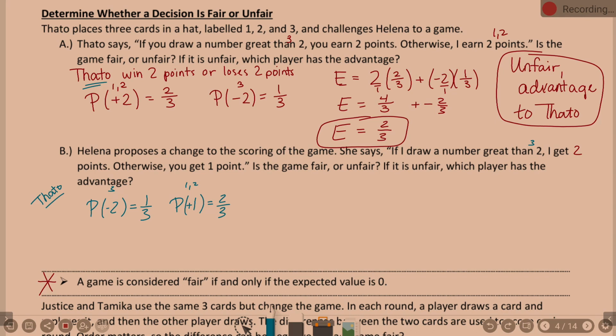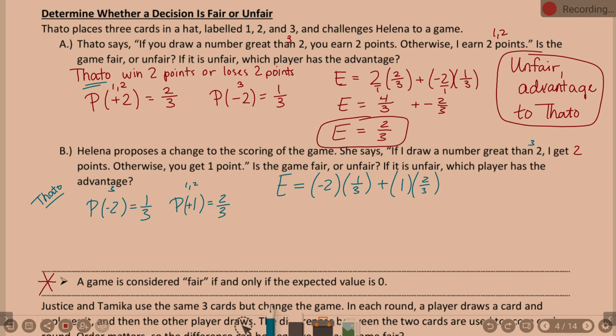Now, this one's not quite so obvious, is it? Last time it was obvious because it was equal points, +2, -2, but the probabilities weren't equal. Here, we have different points and different probabilities. And so this is where your expected value is going to be helpful. So think expected value. What could Theto do? Theto could score -2 points, or lose 2 points, and the chance of that is 1/3. Plus, the other thing he could do is score 1 point, with a probability of 2/3.